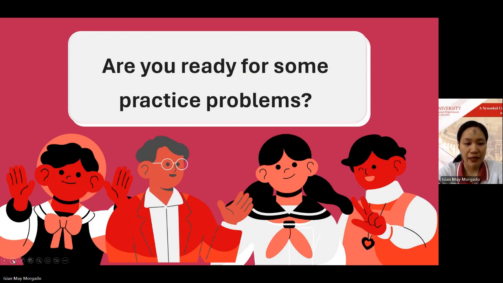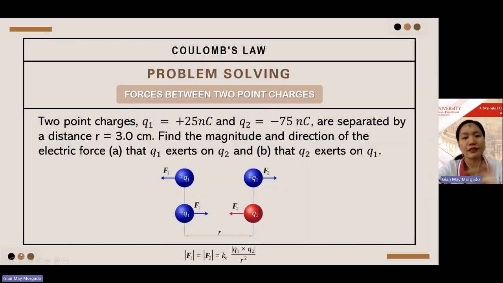Okay, and then we'll answer the first. For example, here we're going to solve for the force between 2-point charges, Q1 and Q2. Q1 has a charge of positive 25 nanocoulombs, and Q2 has a charge of negative 75 nanocoulombs, and they are separated by a distance r, which is 3 centimeters. Find the magnitude and the direction of the electric force that Q1 exerts on Q2, and in B, the force that Q2 exerts on Q1, vice versa.